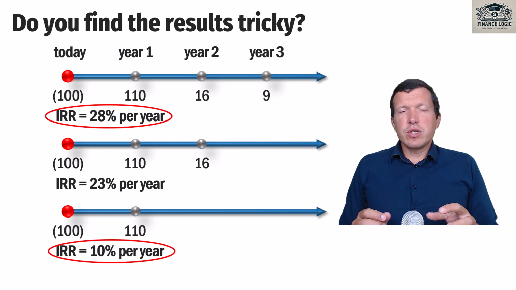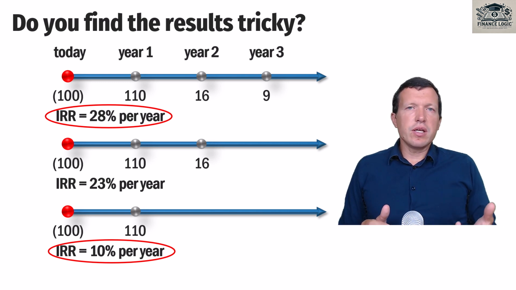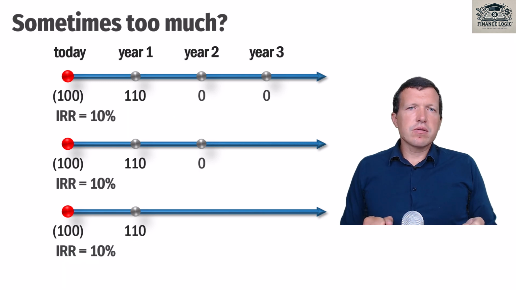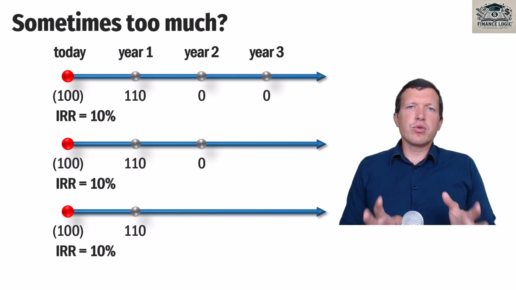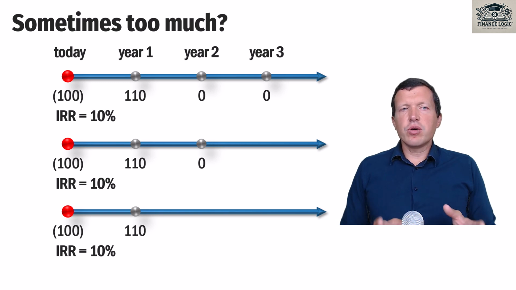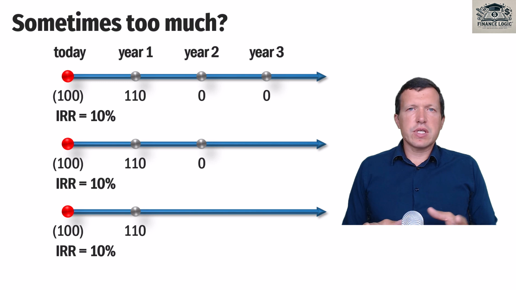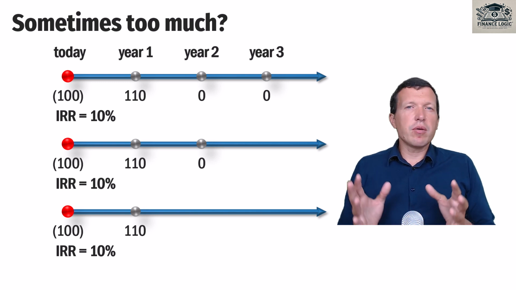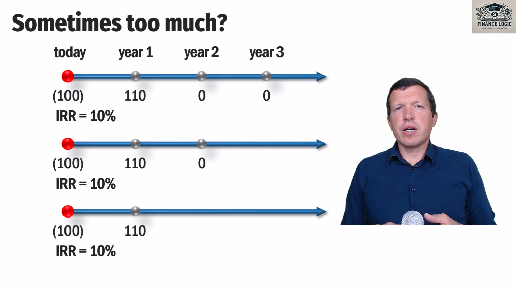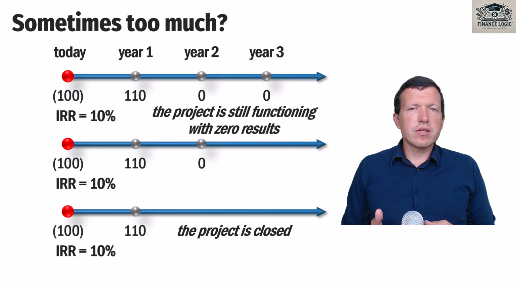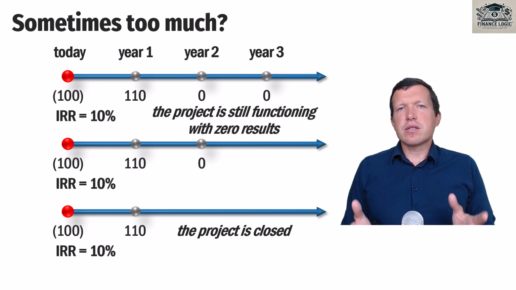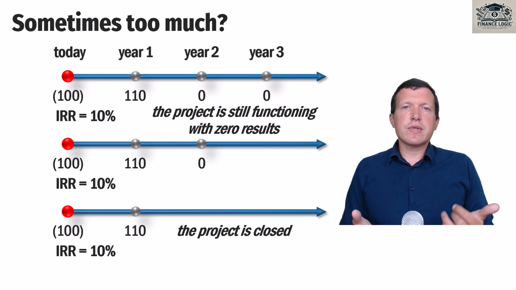The fact is that we need to understand in more detail what IRR is. Let me give you another picture. Let's compare the following projects. Assume that we have 3 projects. The first one lasts only 1 year and the durations of the second and third are 2 and 3 years respectively. The internal rate of return of all these projects is the same. It's 10%. But the first project is closed after the first year. But the second and third are still functioning, but with zero result.